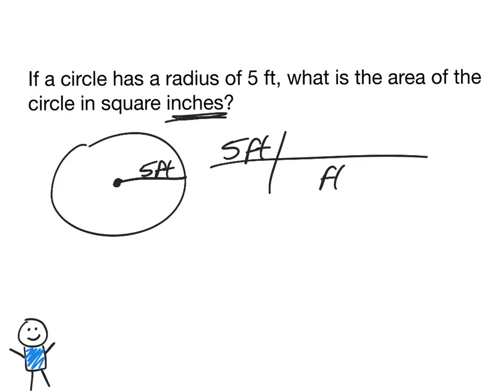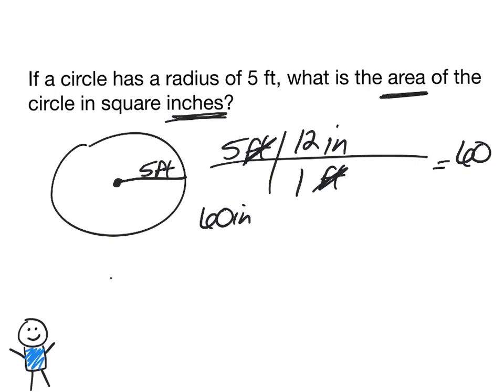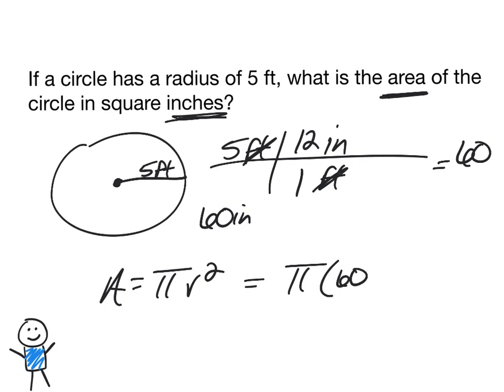Bring down the unit that you started with. I do know a conversion from feet to inches. There are 12 inches in 1 foot. My feet units cancel. 5 times 12 is 60. That tells me that there are 60 inches in 5 feet. They mean the same thing, they're just in different units. Now I can work on finding the area of the circle. Remember, the area was pi times the radius squared. Pi, in this case, our radius in the correct units is 60 inches squared. And this actually simplifies to 3,600 pi.